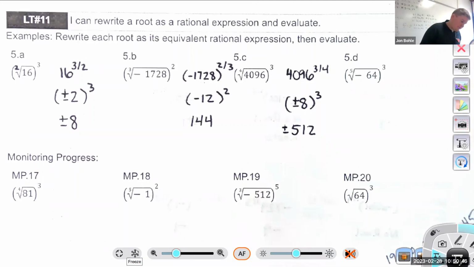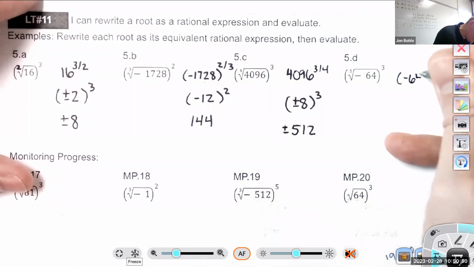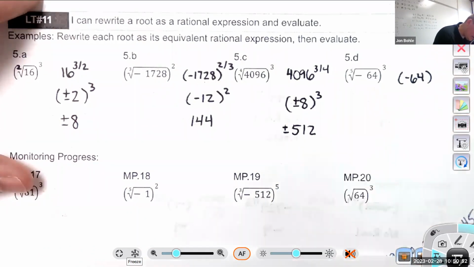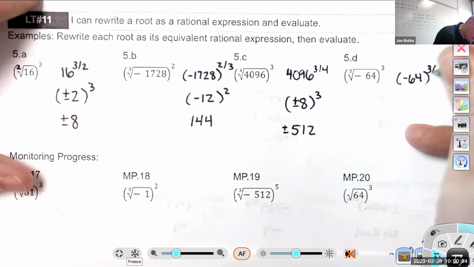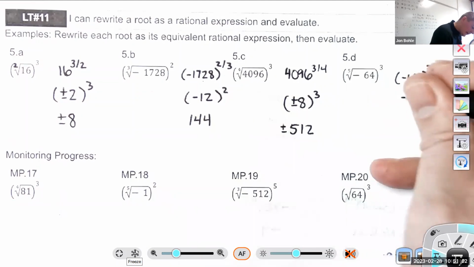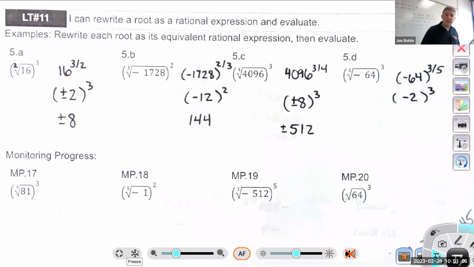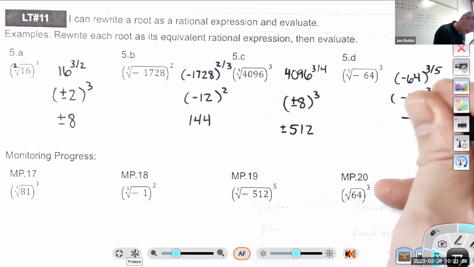All right, last one here. Okay, this is negative 64 in parentheses because the negative's inside the radical. And it would be the 3/5 power. The fifth root of negative 64. Fifth root of negative 64 would be negative 2. Negative 2 to the third power would be negative 8.